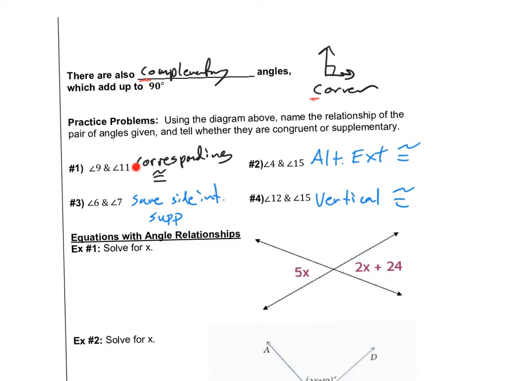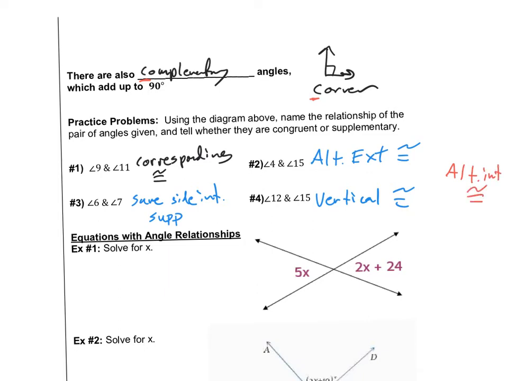Okay, so we did this one together. 4 and 15 were alternate exterior, and alternate exterior are always congruent. 6 and 7 were same side interior or consecutive, and same side interior are always supplementary. 12 and 15 were vertical, and vertical are always congruent. And the only pair we didn't talk about is alternate interior, and alternate interior also are always congruent.